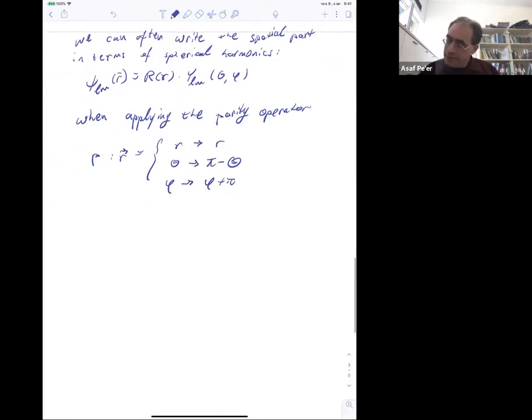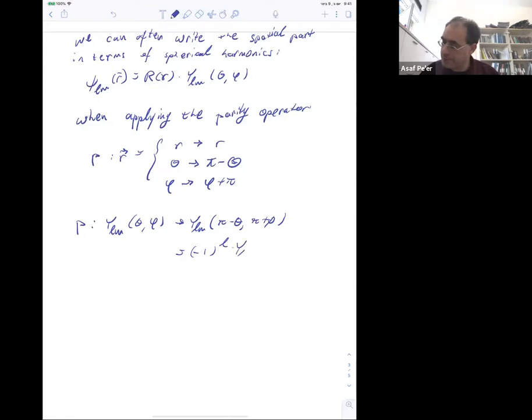So under parity, parity acting on Y_lm of theta and phi gives us Y_lm of pi minus theta and pi plus phi, which, if you're familiar with the Y_lm, is just minus 1 to the power L times Y_lm of theta and phi. Okay, just open the Y_lms. So this is, of course, not all of it, because this is just the spatial part.